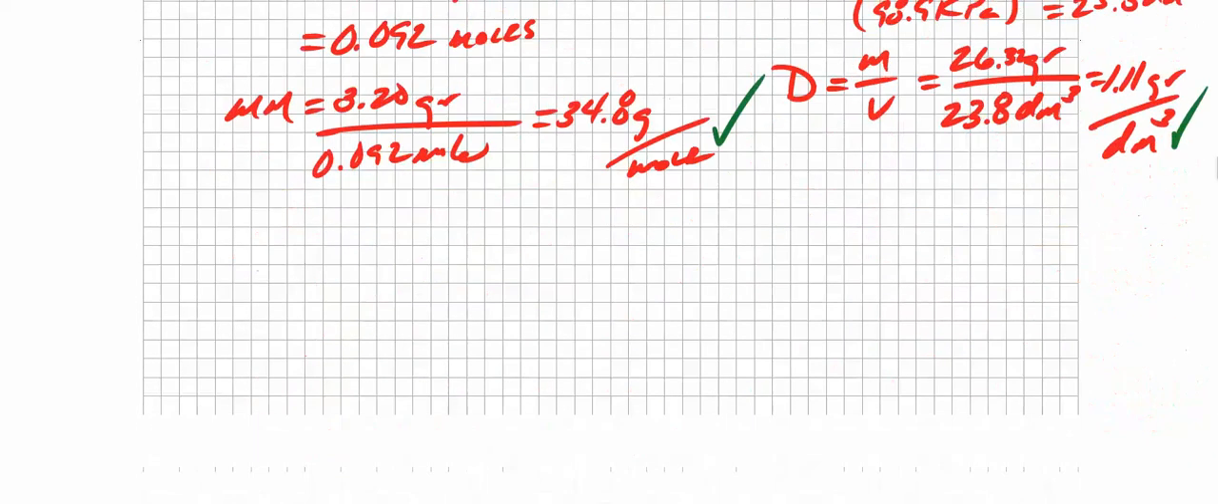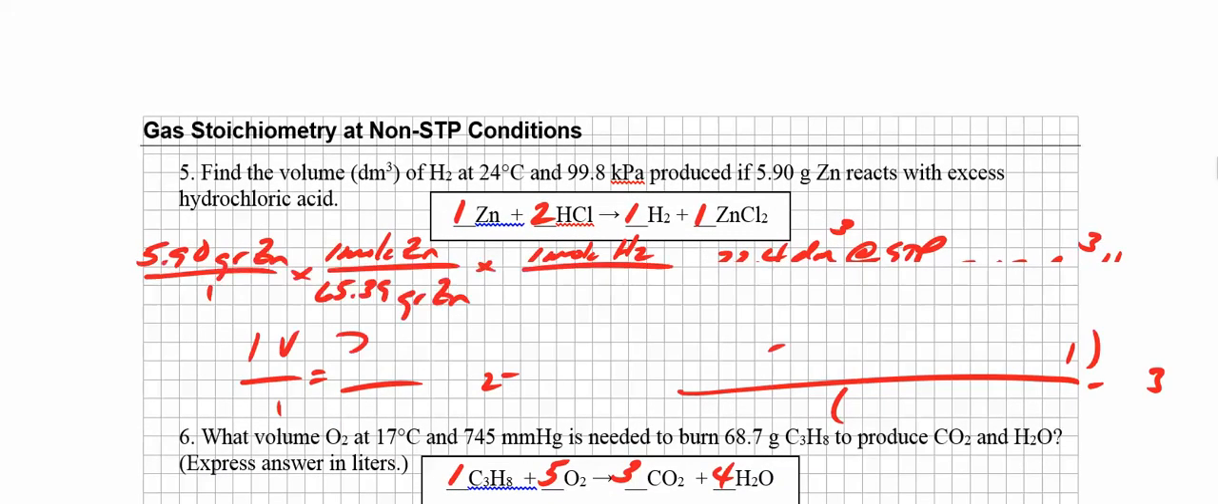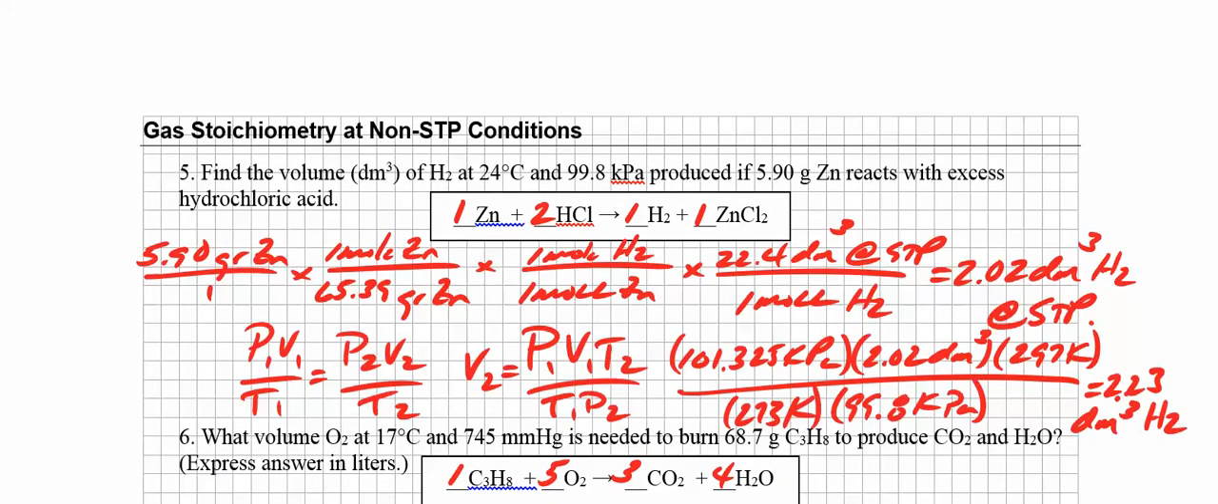All right, the next one is going to involve gas stoichiometry. So here's what we've got. It says find the volume, in cubic decimeters by the way, of H2 at 24 degrees Celsius and 99.8 kilopascals produced if 5.90 grams of zinc reacts with excess hydrochloric acid. So what we're going to do is start with what we know. We've got 5.90 grams of zinc over 1 times, we're going to convert that to moles of zinc. That's what I've done right there. And then we're going to do a mole-to-mole bridge to hydrogen gas. All right, so now I'm left with moles of hydrogen gas.